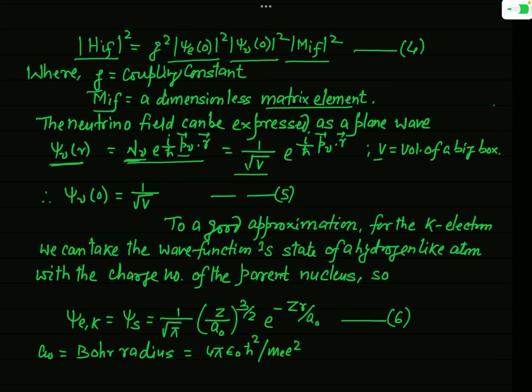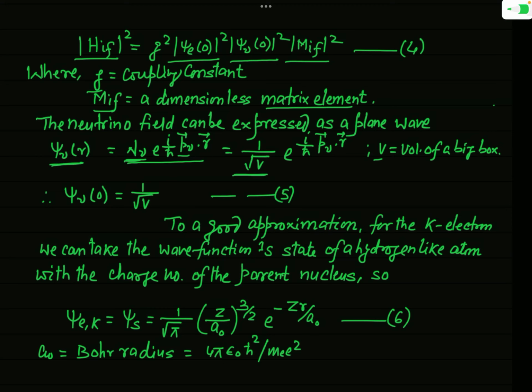I have not calculated the value of n nu here because you have already calculated this normalization factor in the lecture on beta decay. So I have written it here directly. You can remember it, you have watched the video. So n nu is equal to 1 over root V, where V is the volume of a big box.